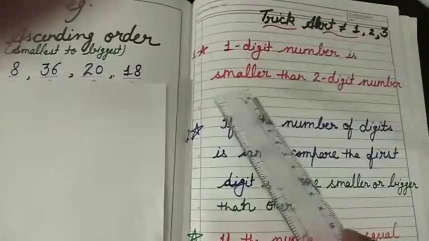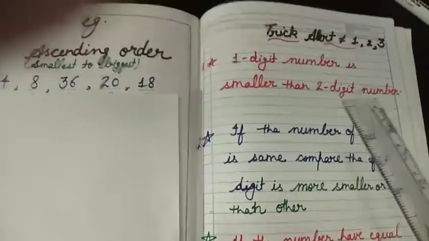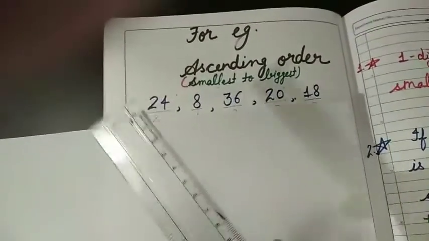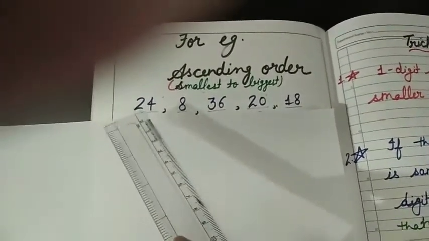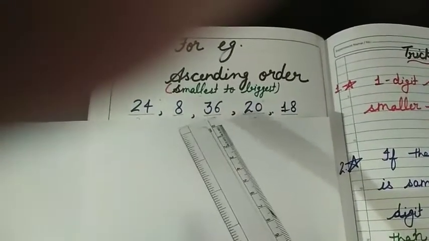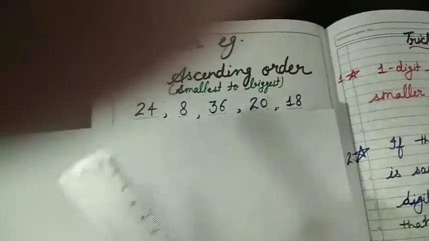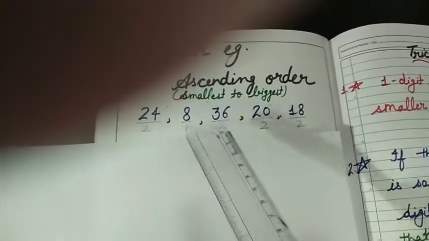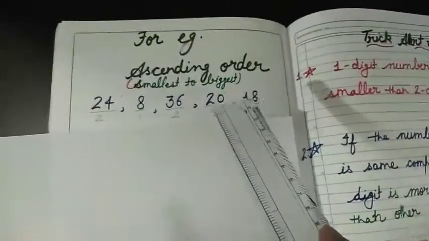What is the first trick? A one digit number is smaller than a two digit number. So we have to find out which is a one digit number and which is a two digit number. This is a two digit number, 2, 4, these are two digits. It is one digit, it is two digit, it is also two digit, and it is also two digit. So we can write here downside: 2 digit, 1 digit, 2 digit, 2 digit, 2 digit.